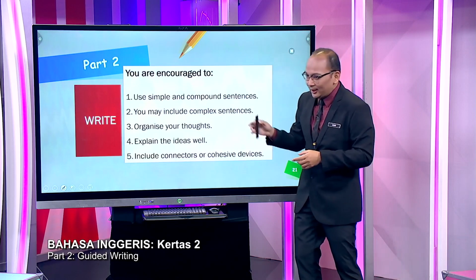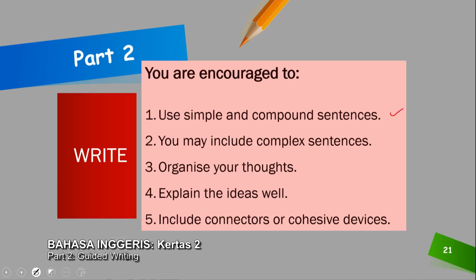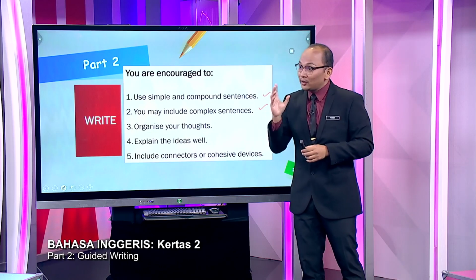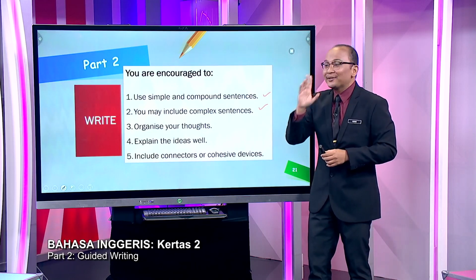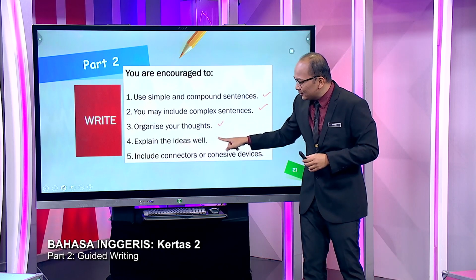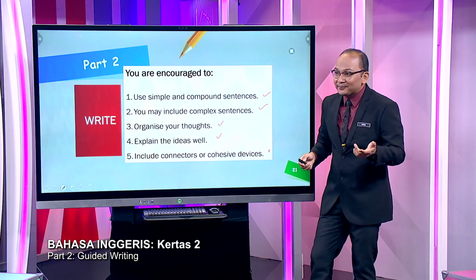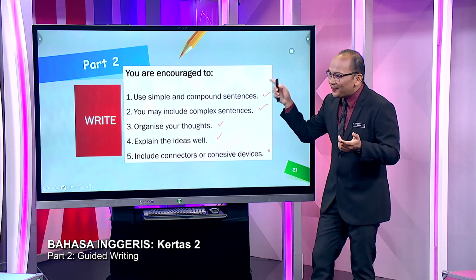And once we are writing, you are encouraged to use simple and compound sentences. That is a must for this part. But it's going to be upgraded a little bit, whereby you may include complex sentences. Okay, what is complex sentences? So you can learn more about this by asking your teachers at school. Organize your thoughts. Explain the ideas well. Include connectors and cohesive devices. And what is the last step? A, P, W, C.